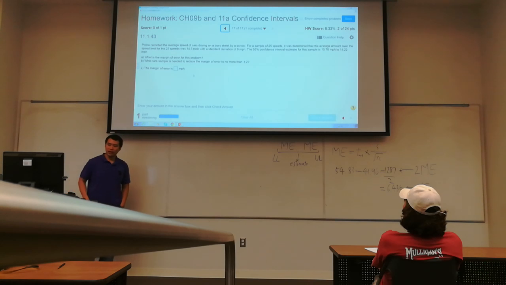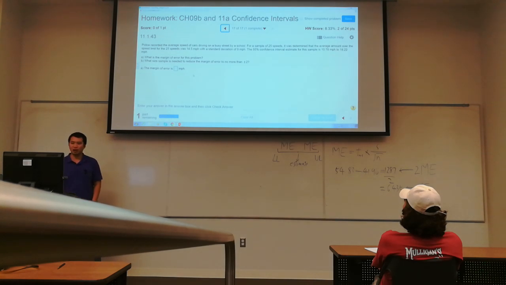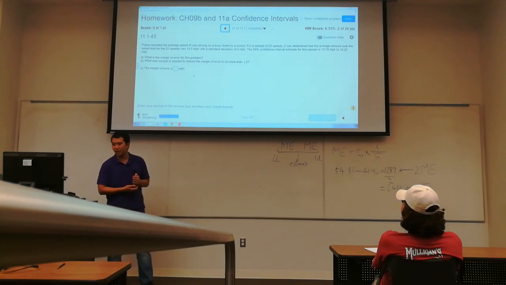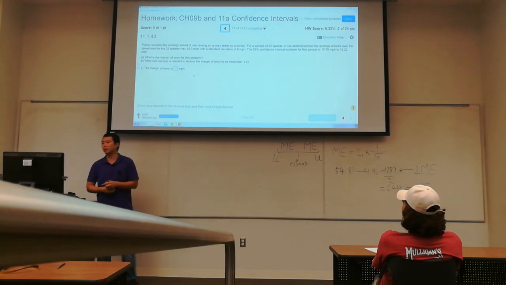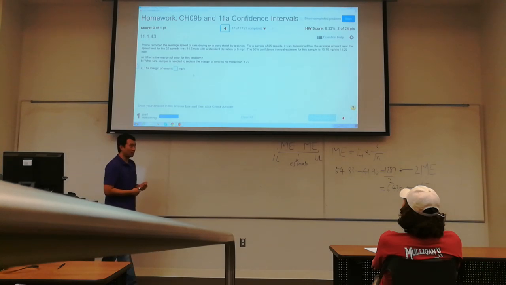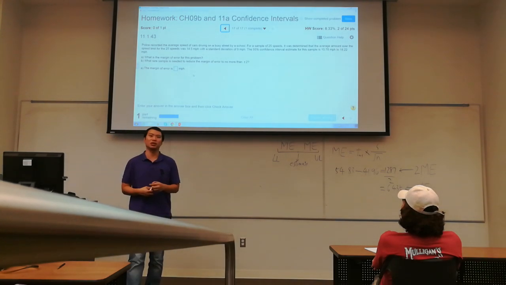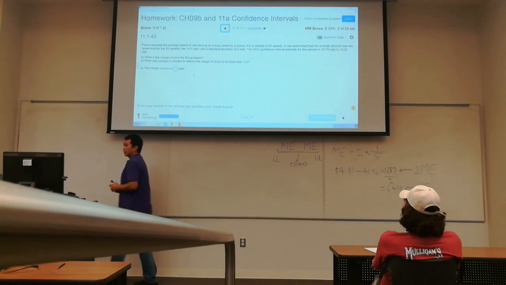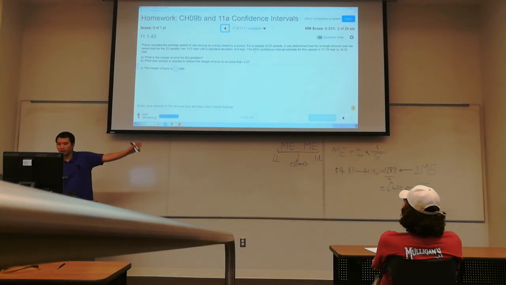So please record it, average speed of cars driving on a busy street by a school. They collected 25 samples or 25 speeds. It was determined that the average amount over the speed limit for those samples was 14.5 miles per hour. That's the sample mean, and we are also given the sample standard deviation, which is 9. And then they did the calculation for us.